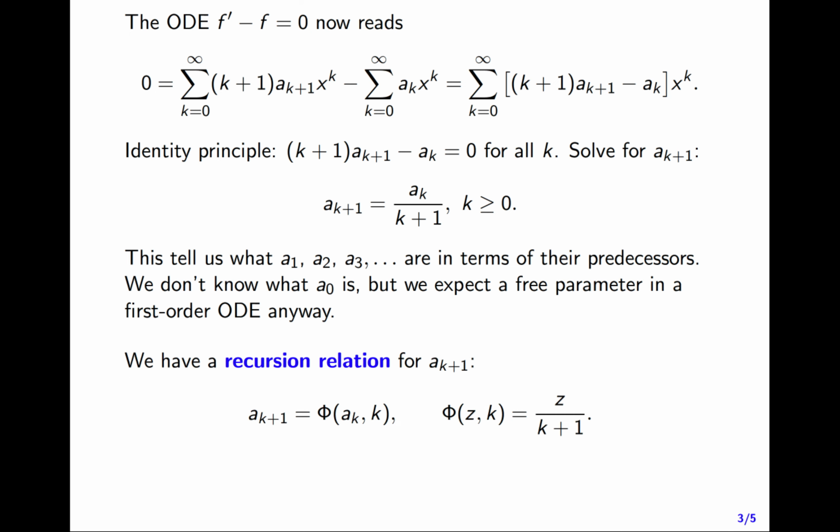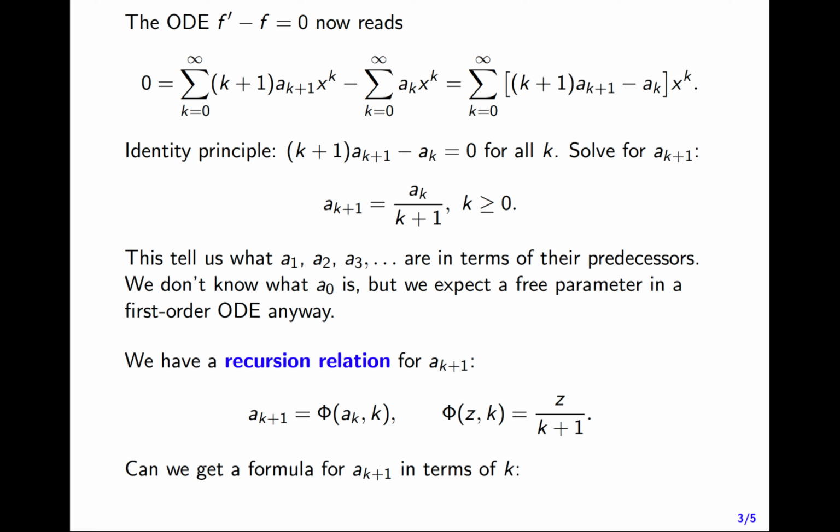Now this is really a recursion relation for a_{k+1}. We've written a_{k+1} in the form a_{k+1} equals phi of a_k and k, where here phi is a function of two variables, a complex variable z and an integer variable k. Phi of z is z divided by k plus 1. So that's a nice formula for a_{k+1}. It's a simple formula. You could plug it into a computer, into MATLAB or whatever, and write a for loop and calculate out a bunch of these values a_k.